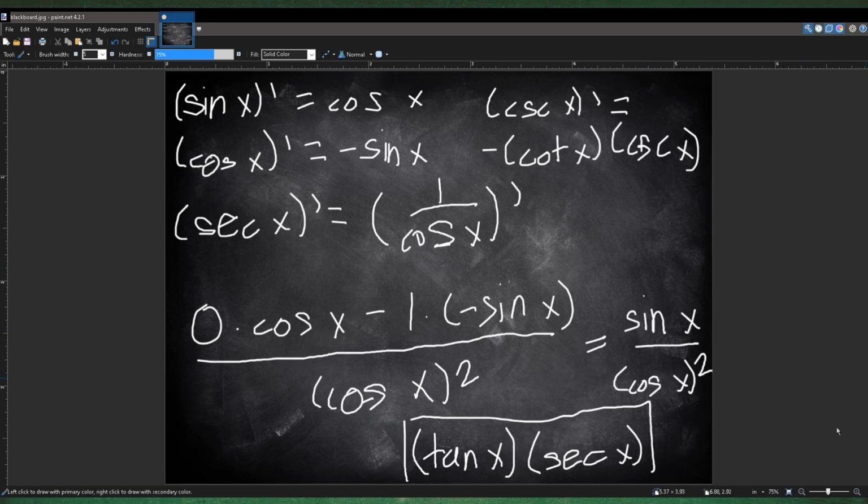As I said before, you just need to remember the derivative of sine of x is cosine of x, and the derivative of cosine of x is negative sine of x. And then you could just use the quotient rule to derive the other four.